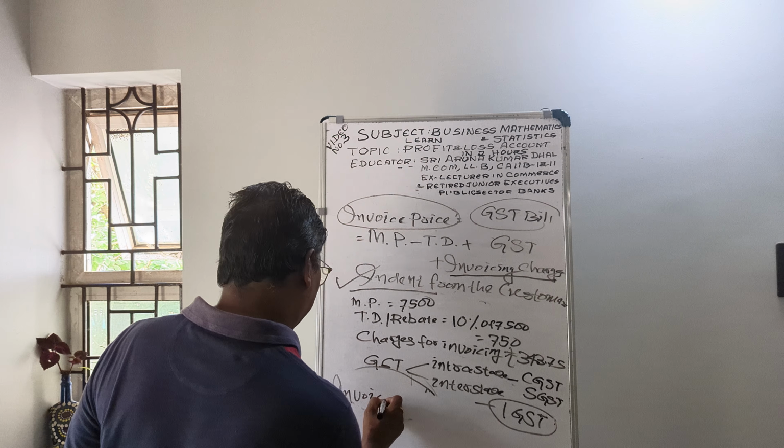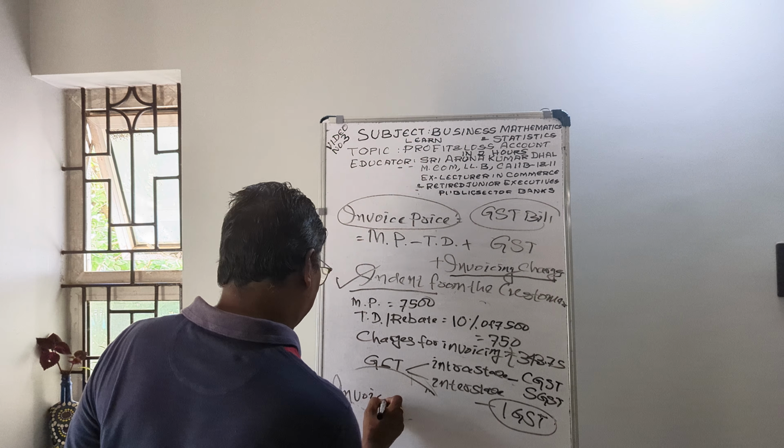It is 7,500 minus 750. So 7,500 first is sales price. So for the total invoice price, first we have to calculate how much is the sales price of the article. That is sales price. Here sales price is equal to mark price minus trade discount plus GST.